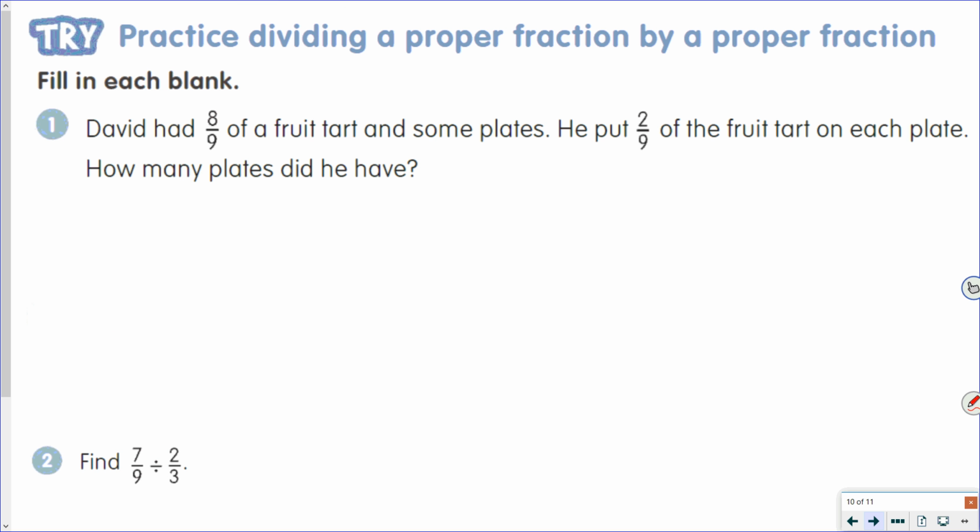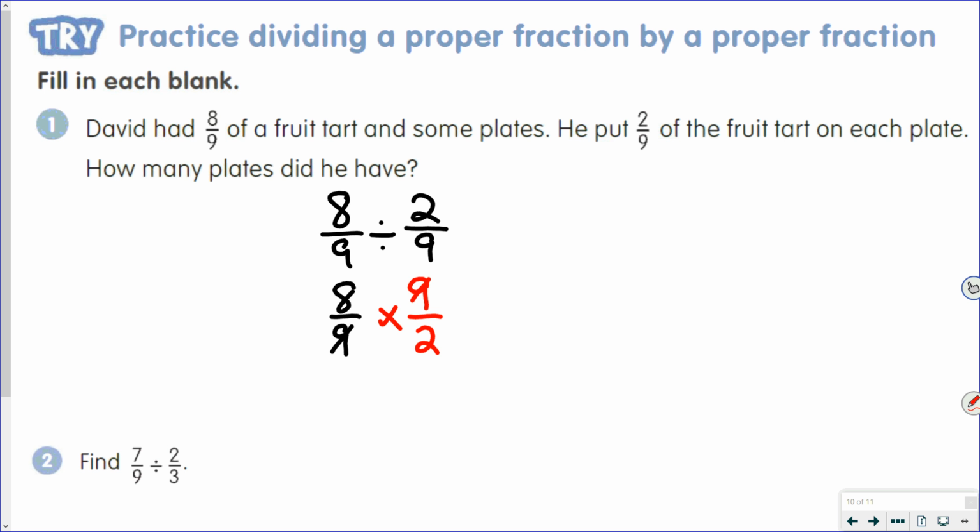David had 8/9 of a fruit tart and some plates. He put 2/9 of the fruit tart on each plate. How many plates did he have? So we start with 8/9. We're dividing it into 2/9. Keep, times, turn. 9's cancel each other out, so we could also make it 8 over 2. Any way we do it though, we should get a final answer of 4.